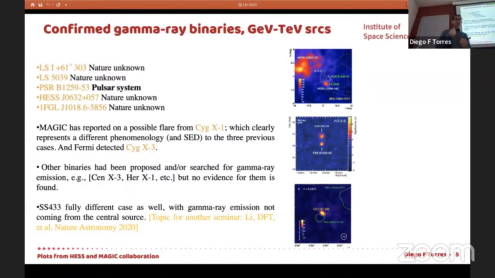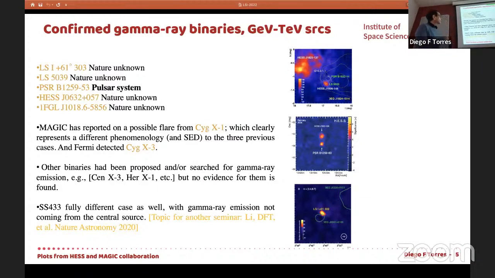For instance, LSI +61 303, LS 5039 is another, and then these names that I put here: 1259, 0632, and 1018. This is the only case for which we know what the compact object in the system is. This is a pulsar in a system for which the stellar companion is a large Be star, which is the same stellar companion that you would find here for LSI.